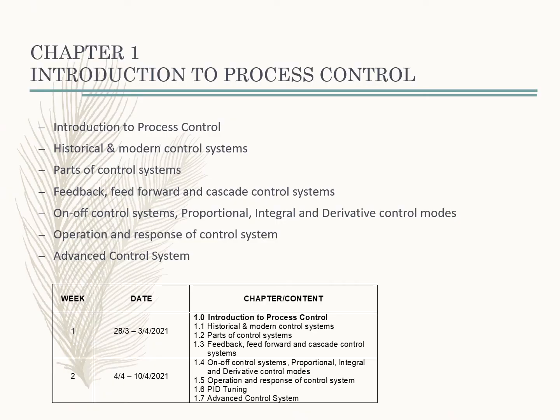Okay, for chapter 1 we have 7 sub-chapters. They consist of: introduction to process control, historical and modern control system, part of control system, feedback, feed-forward and cascade control system, on-off control system, proportional, integral and derivative control modes, operation and response of control system, and lastly, advanced control system.